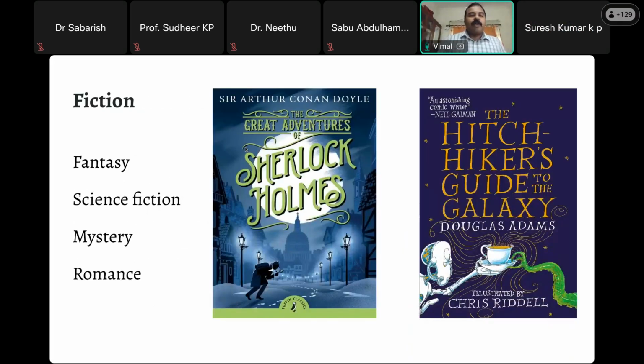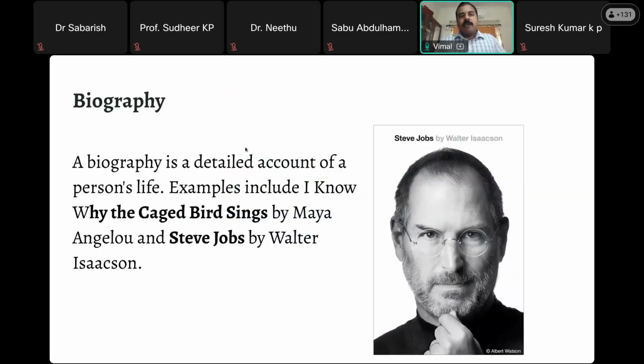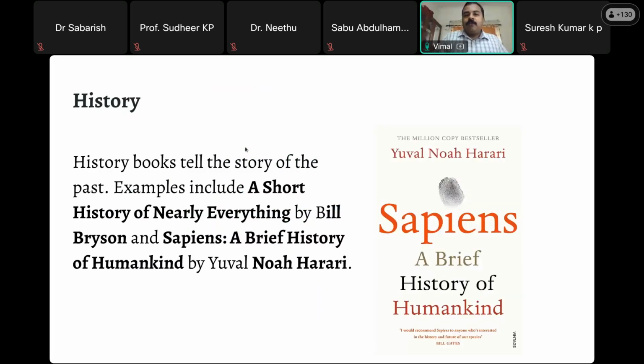Then fiction: fantasy, science fiction, mystery, romance. We know that many scientists have tried science fiction. Then biography, we are familiar with the biographies of renowned persons. We can try writing biographies of others, and we can try writing our own biography, an autobiography. Then history of different areas like economic history, then science history. Suppose you have expertise in a particular field, you can try to write books on that area, historical books.